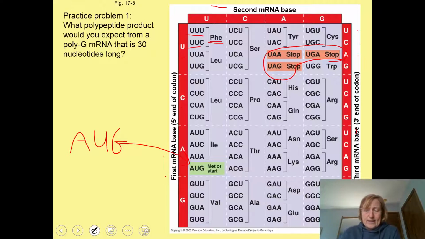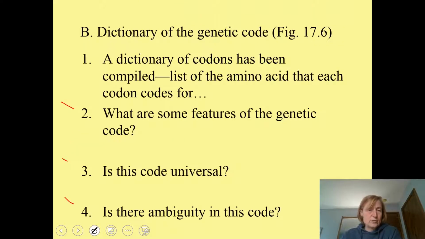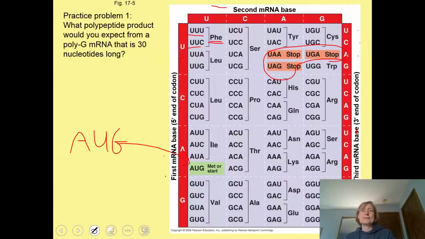And let's see, what else do we want to ask? Is the code universal? Is there ambiguity in the code? Okay. Is this code universal? Could I use this dictionary to translate an mRNA molecule in humans, in bacteria, in fungi, in plants? Yes. For the most part, this code is universal. UUU codes for phenylalanine, whether it's in bacteria or humans. That's cool. Is there ambiguity in the code?